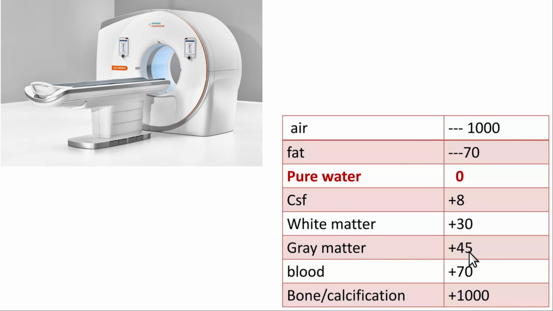It's about positive 45 because it has about 4 times as much blood flow, and blood's a little denser. Blood's usually about 70 Hounsfield units. Okay, and all these things are going to be helpful when we start looking at these pictures.